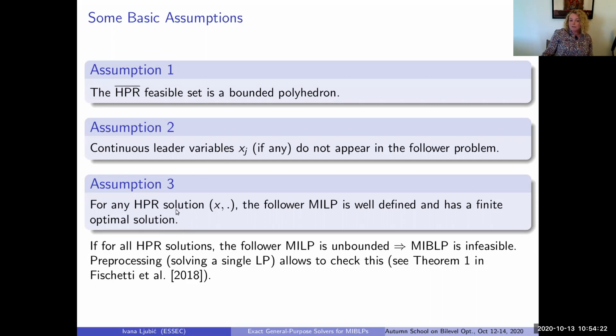Okay, and the assumption number 3 is that for any x, the follower subproblem is well defined and has a finite optimal solution. This assumption is not too critical because you can integrate it in your branch and bound method. I'm just adding this assumption for the simplicity of the presentation. In any case, for example, if the follower subproblem is unbounded, this can be detected in a pre-processing step by solving a simple linear problem, so we can skip this discussion for the moment.